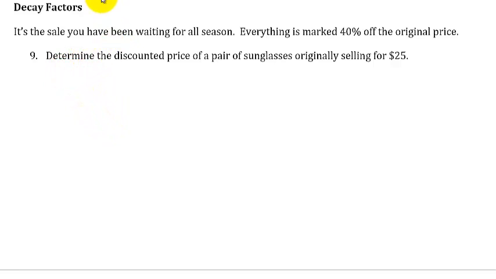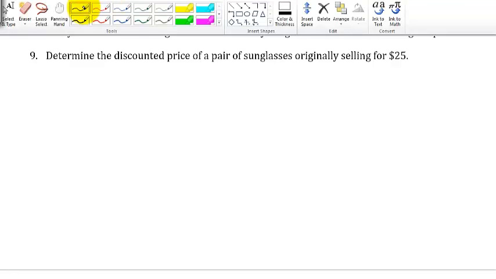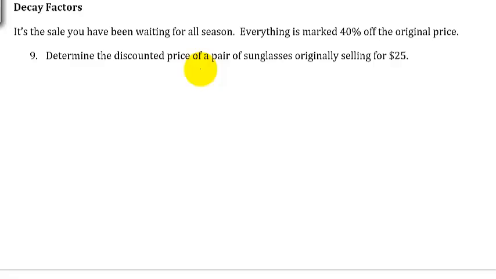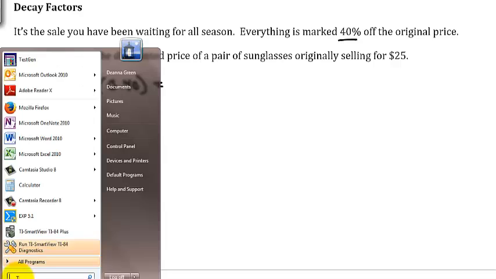One example of this is something on sale, and we want to determine the discounted price of a pair of sunglasses that were originally selling for $25 and have been marked down 40%. When something is 40% off, we take 40% of the original amount, and that's our discount. So to find 40% of 25, we would take the $25 and multiply it by 0.40, and that will give us the discount.